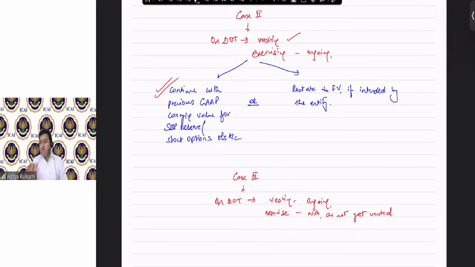And therefore, you tell me whether I will opt for it, whether the standard would give me a transition relief, or will it say, no, no, no, you have to take the fair value only. What do you think? What do you think?